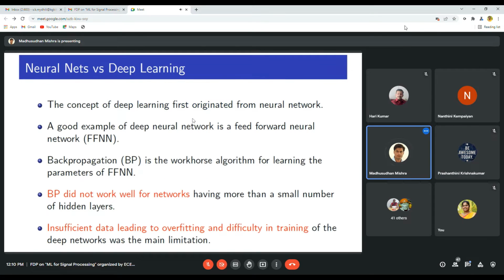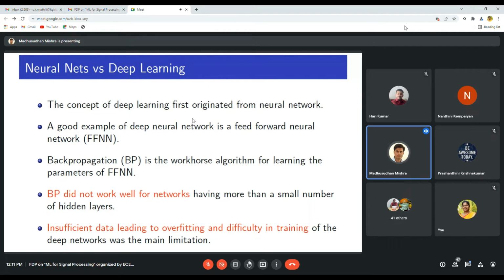And then there are neural nets and deep learning. The concept of deep learning first originated from the neural network, and this neural network is basically a part of machine learning. From machine learning, the advanced form, we moved forward towards deep learning. So these neural networks are a special kind of machine learning technique.